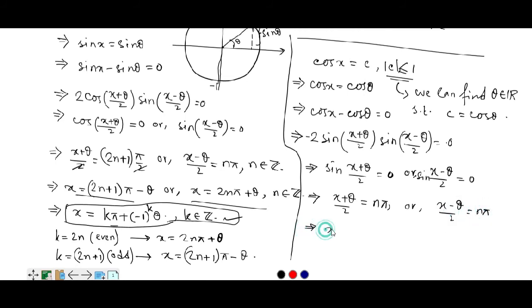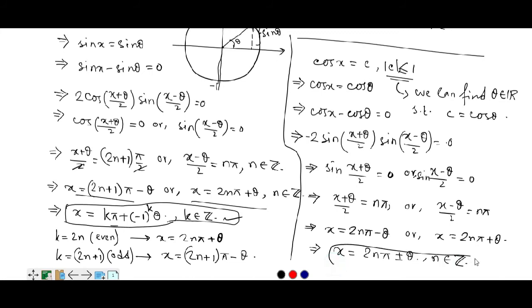So if you see carefully, we can write x is equal to 2n pi minus theta here, or in this case it is 2n pi plus theta. That means combining these two, we can write x is equal to 2n pi plus or minus theta, where n is an integer. So this will stand for the solution of the equation cos x is equal to c, where c is a real number satisfying mod c less than or equal to 1. So I think this is clear to everyone.